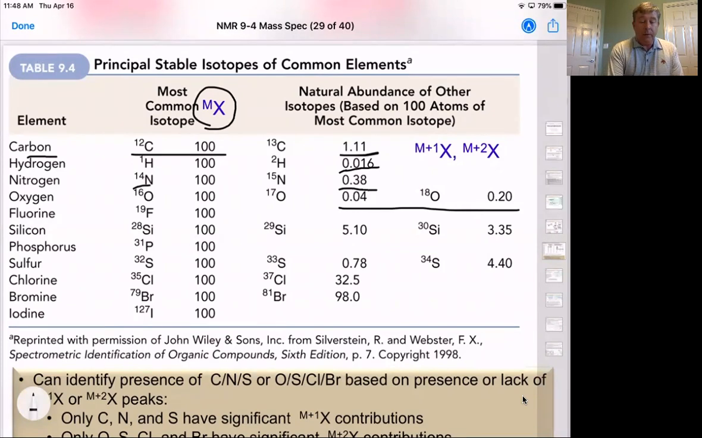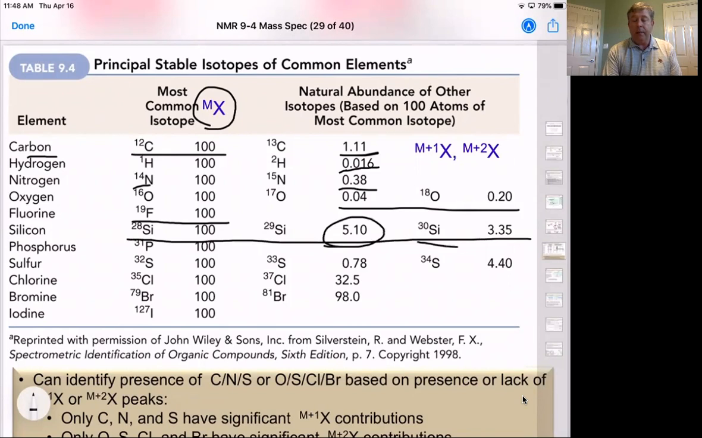Now, once we get to fluorine, we only have 1 stable isotope, so we only ever see 1 peak for that. Silicon has 2 stable isotopes, a +1 isotope and a +2 isotope. And they're in a relative ratio of 5% of the base peak and 3% of the base peak. So we'll see those being a certain fragmentation pattern that we'll see in that mass spectrum. Phosphorus only has 1 stable isotope. Sulfur has 2, but it's less than 1%, so we don't see it very much.